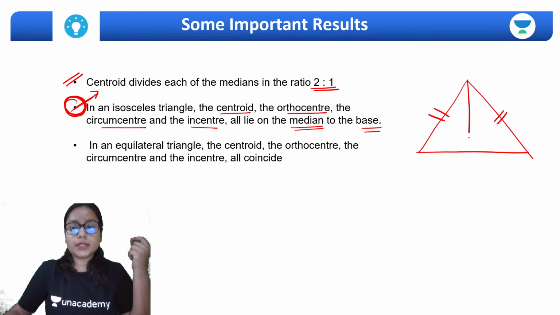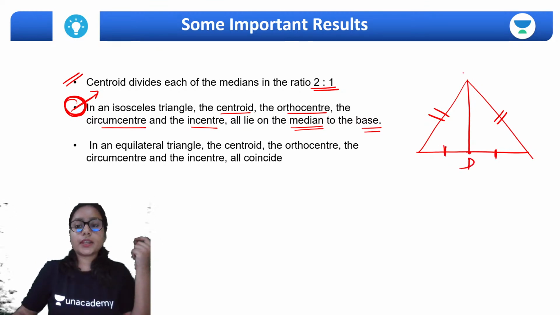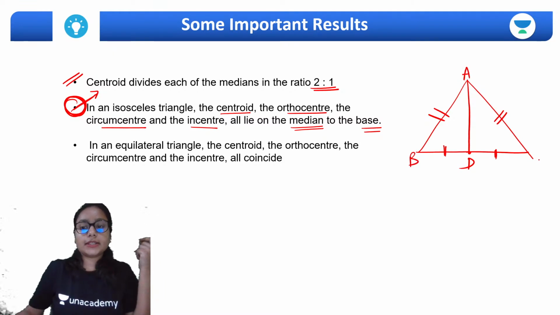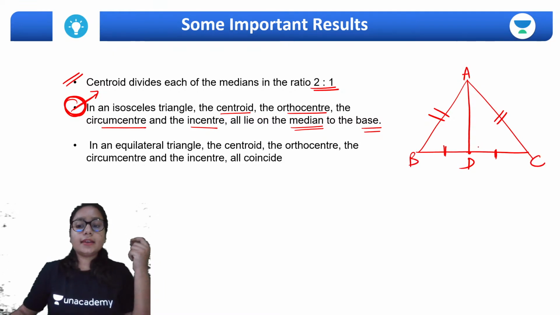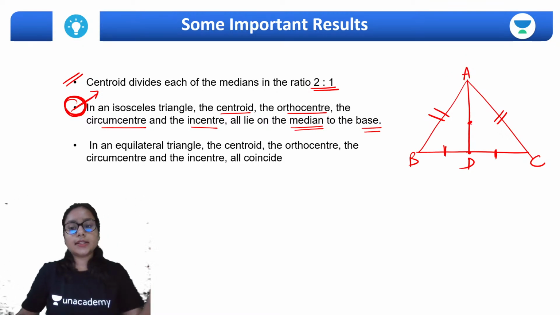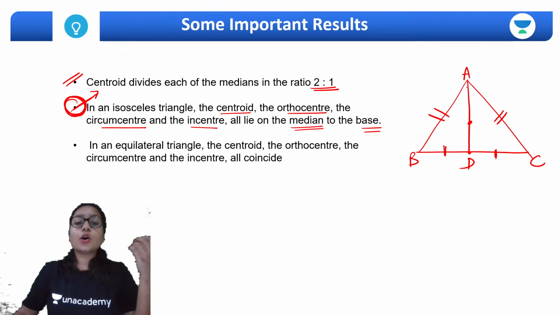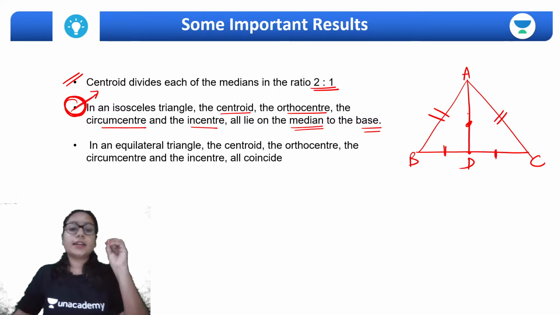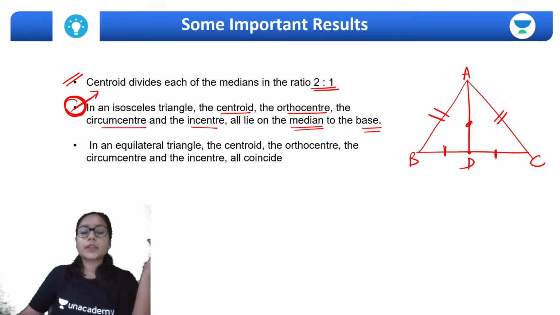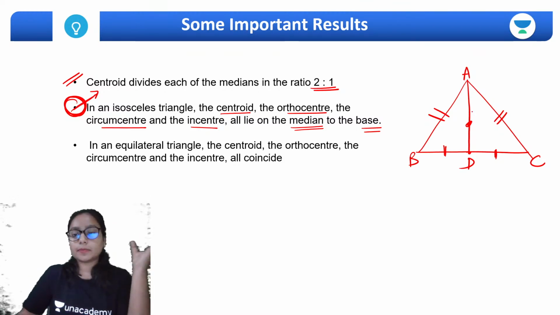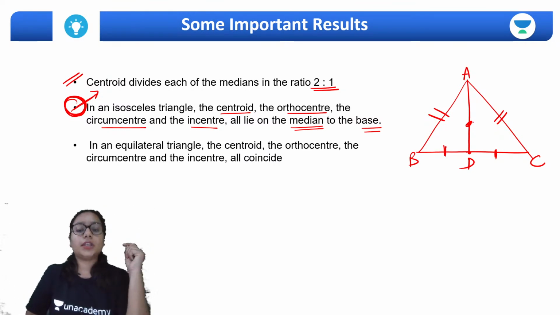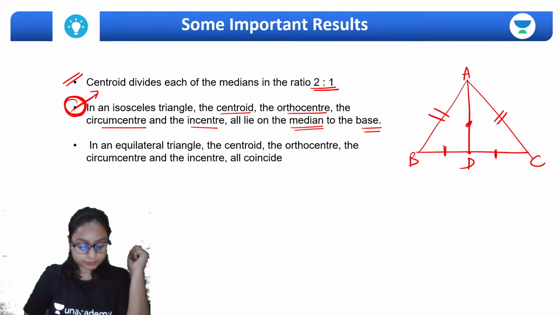If I draw the median, then D is the midpoint. ABC. Then median of the base means on AD, the orthocenter, circumcenter, incenter, centroid. All these four centers will lie on AD. Now we don't know whether it lies on the midpoint or at some particular point, but they all lie on the median.